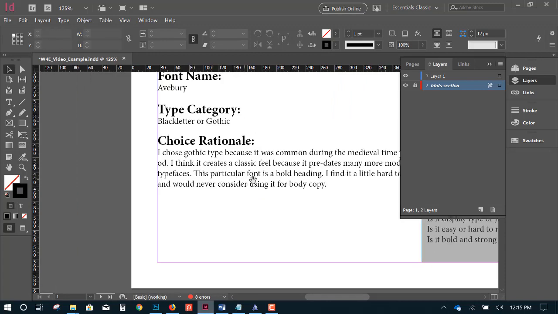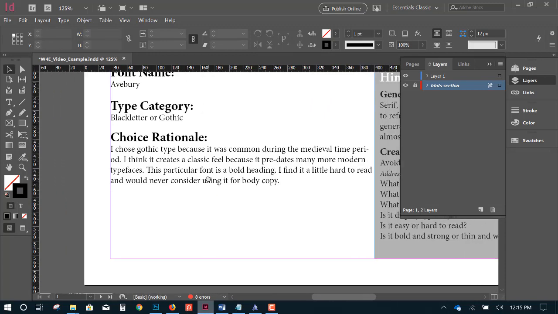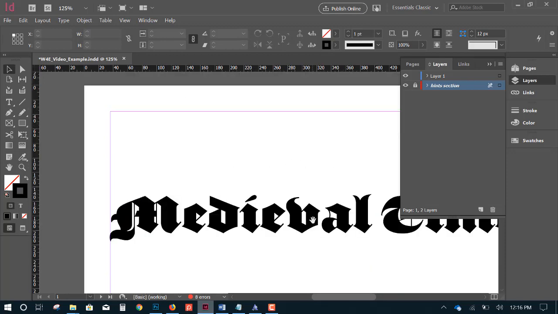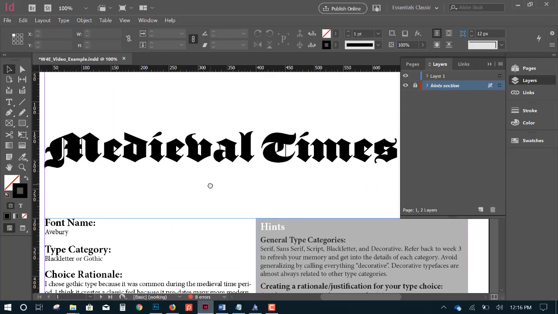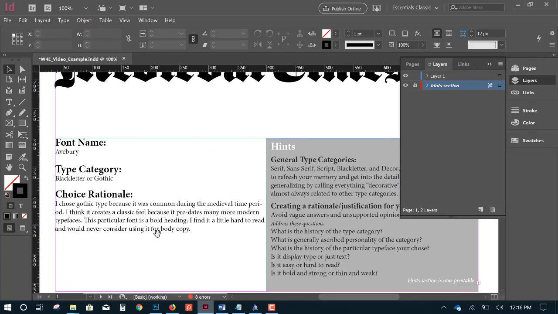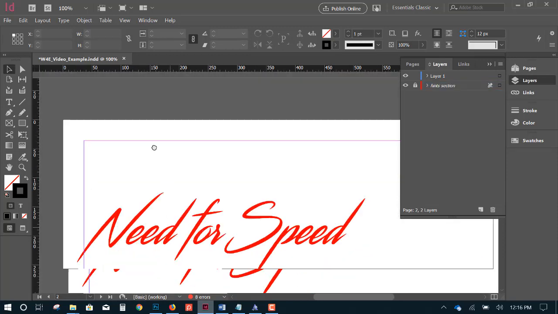I said I chose Gothic type because it was common during the medieval time period. I think it creates a classic feel because it predates many more modern typefaces. This particular font is a bold heading. I find it a little hard to read and would never consider using it for body copy. So I would not want to read paragraphs of this stuff, but I think it'd be a great title. I have a lot to say about Gothic type, so I'll avoid that right now, but it's a pretty cool font with a pretty rich history.